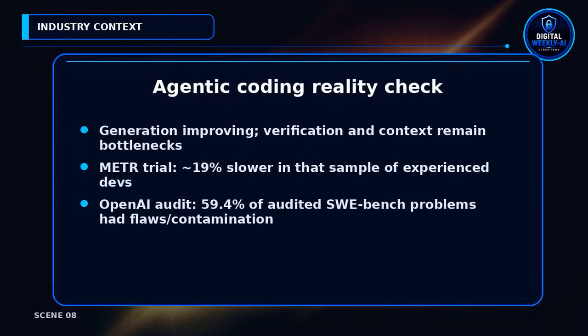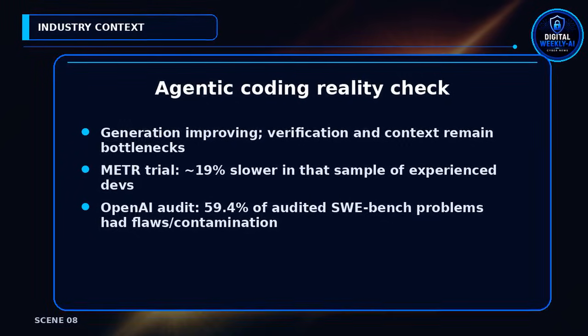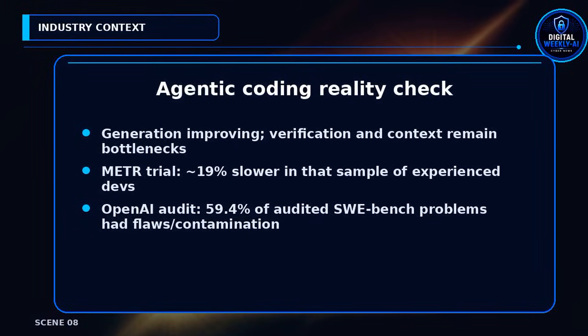Generation quality is improving fast, but verification and context lag behind. METR reported task horizons doubling roughly every 7 months from 2019 to 2025. In an RCT of 16 experienced developers on 246 tasks, AI made them about 19% slower in that sample. OpenAI retired SWE-bench Verified after an audit of a 27.6% subset that found at least 59.4% flawed tests or contamination.